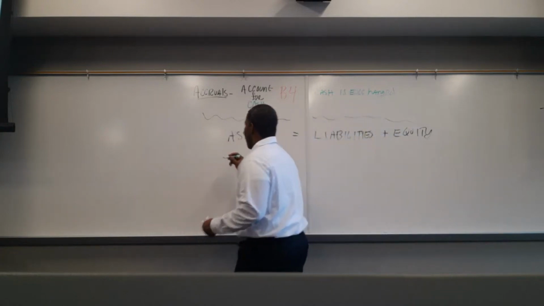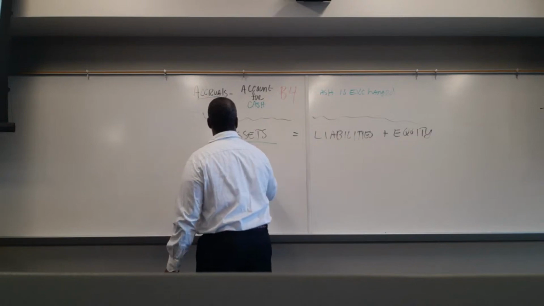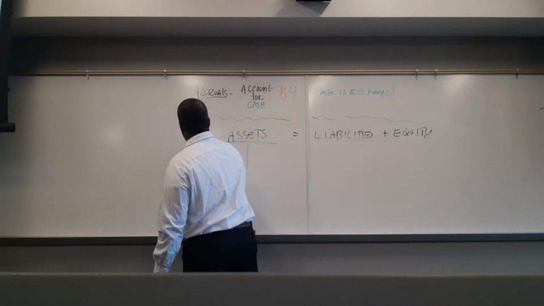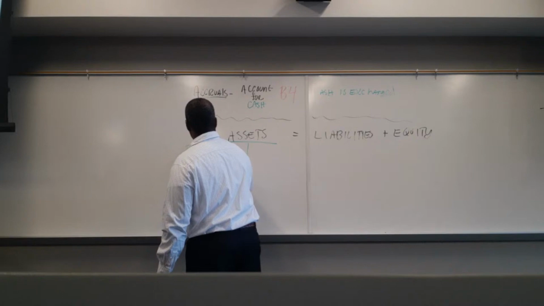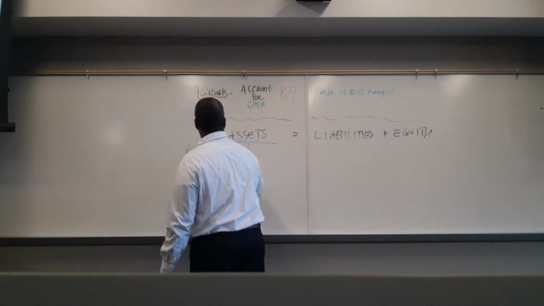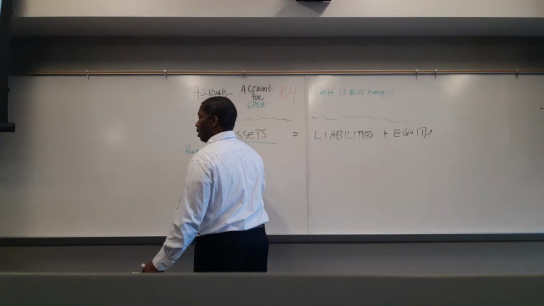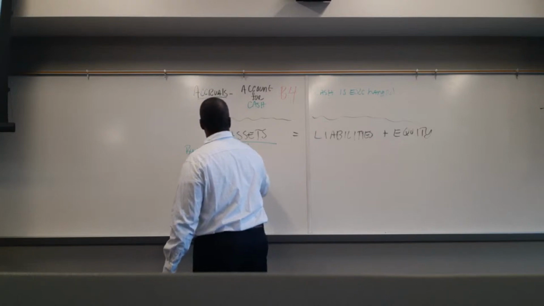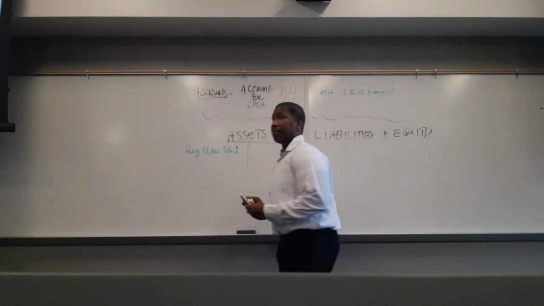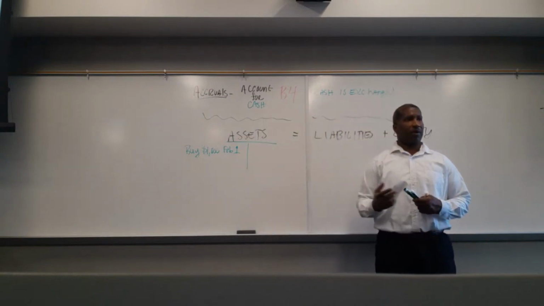Let's say that I buy supplies. It's a debit, so I put it on this side. Let's just say I buy $1,000 of supplies on February the 1st. You okay with that? I buy supplies February the 1st, right?